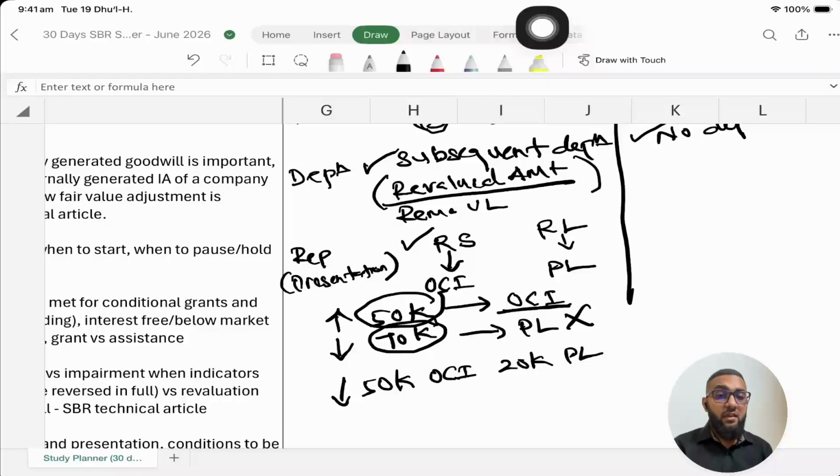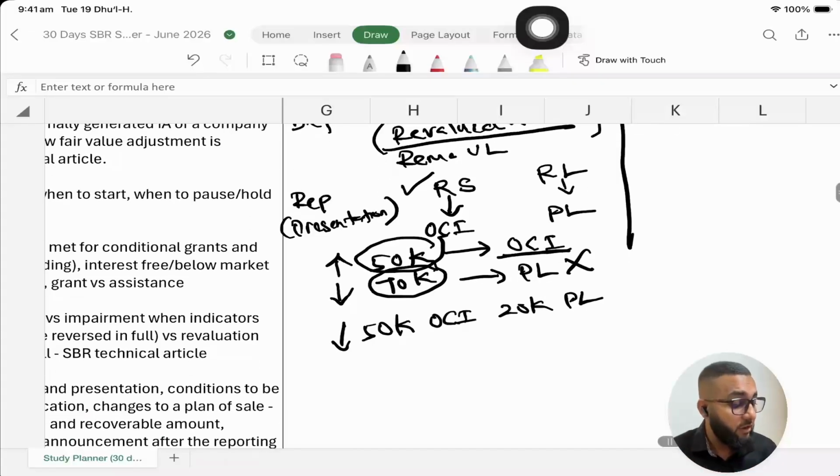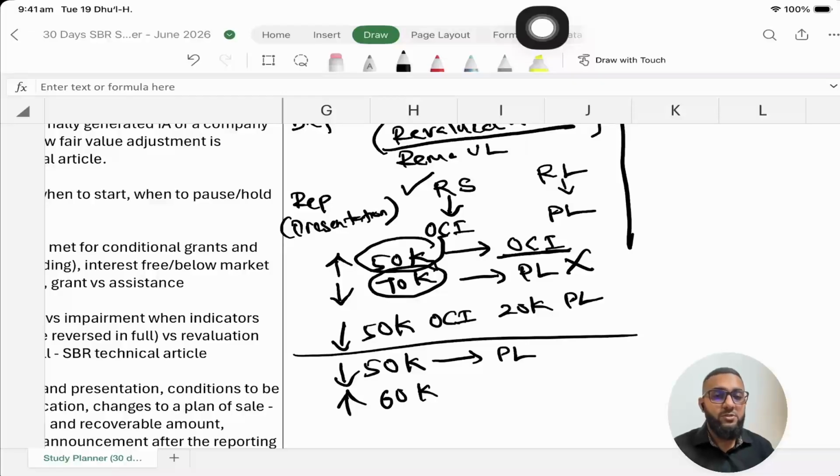And let's say there was an asset that was initially on a revaluation loss, so the first revaluation assessment had a revaluation loss, revalued downwards. Again, let's use the same numbers, 50,000. This you would have recognized and presented through P&L. Subsequently, let's say the same asset on the second revaluation assessment was revalued upwards, and there was a revaluation surplus of 60,000.